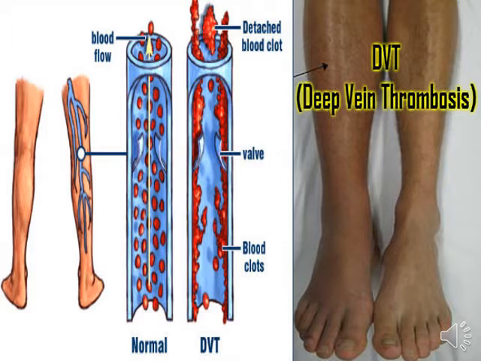Here you can see the normal vein with normal blood flow, and the presence of DVT with the clot adherent to the wall of the vein, which can be detached and migrate to reach the pulmonary vessels, leading to pulmonary embolism. So this is the cross-section through the vein showing the presence of the thrombus, and this is the edema of the right lower limb due to deep vein thrombosis.